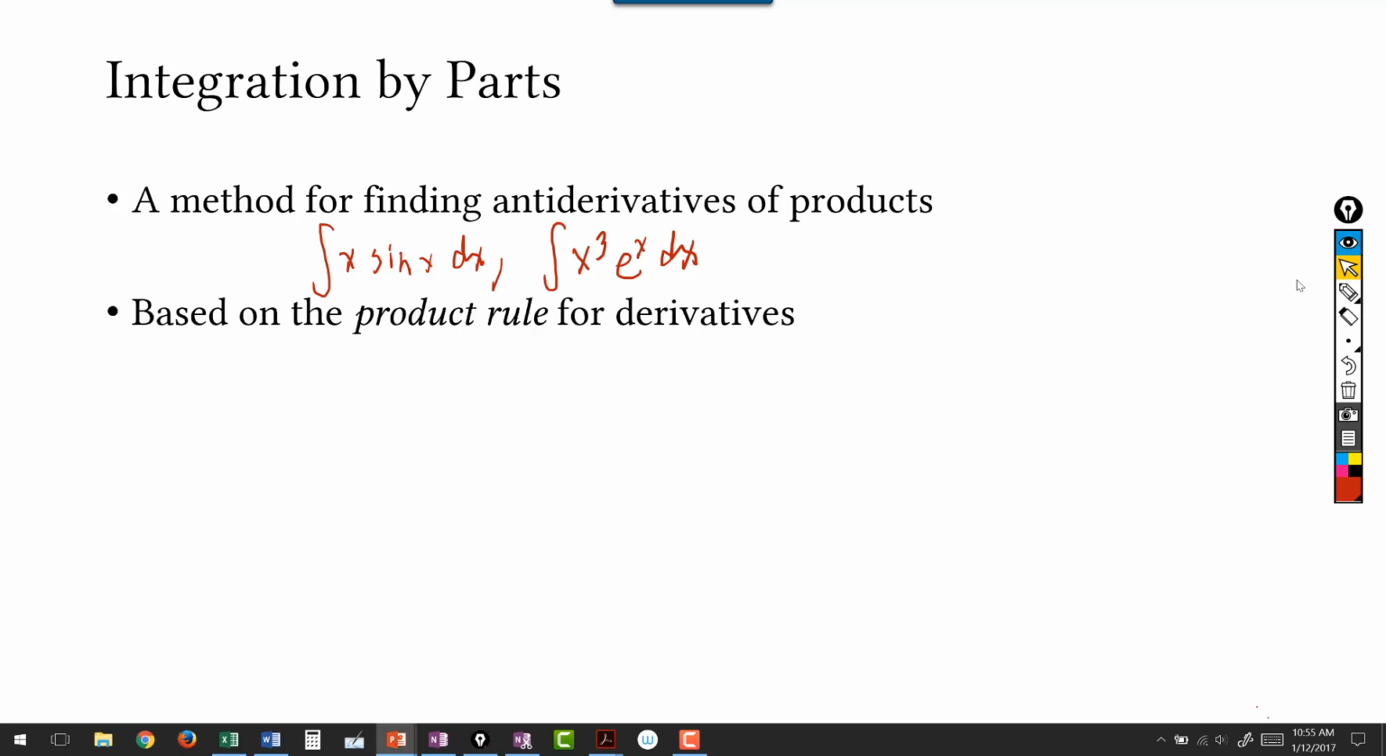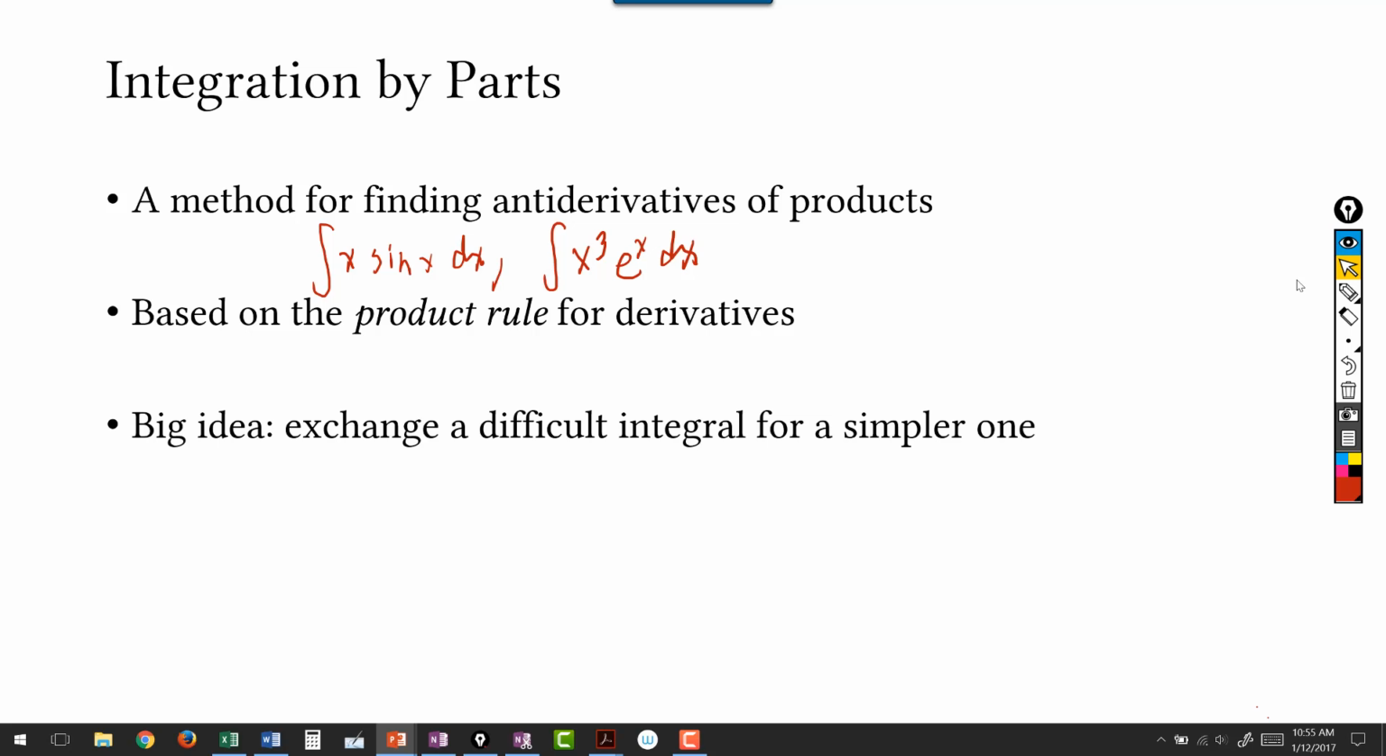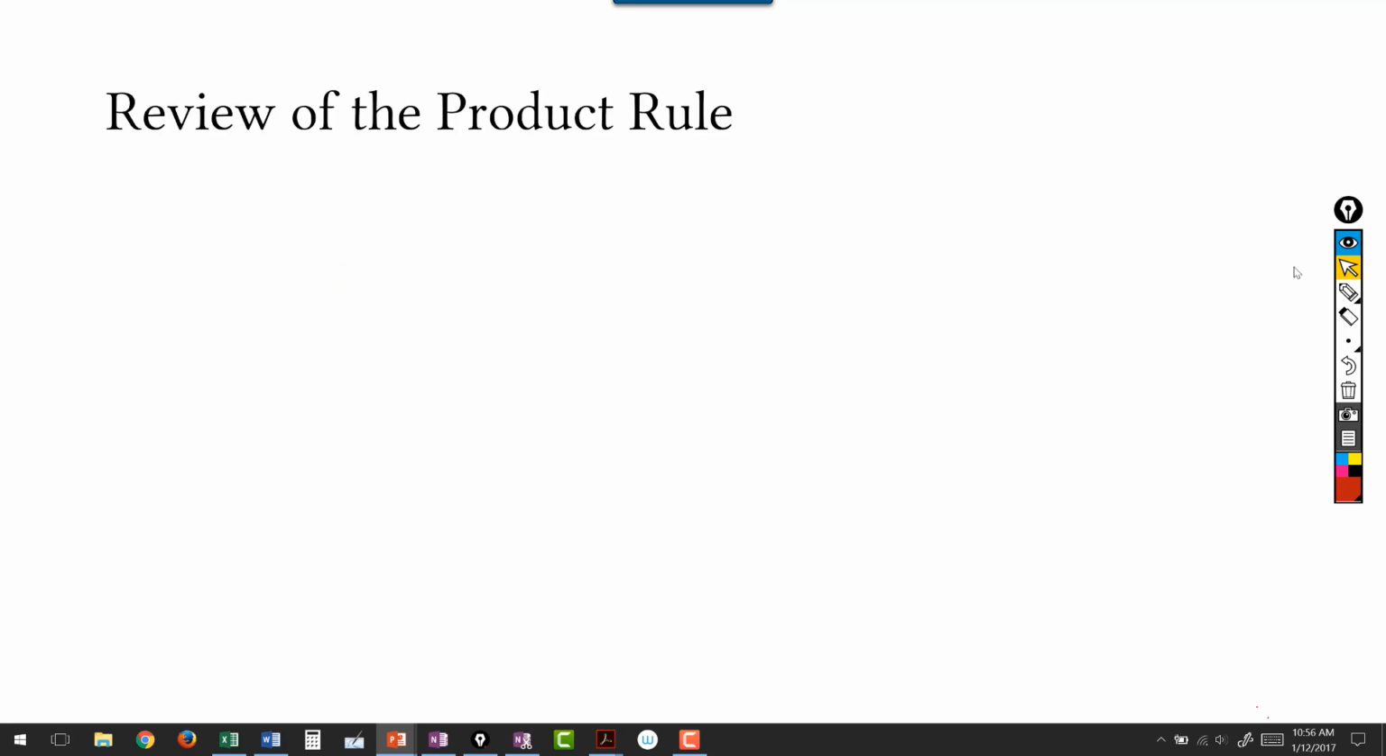So the integration by parts formula is based on the product rule for derivatives, which we'll remind ourselves of in just a moment. And the idea underlying the method is we're going to start off with a difficult integral, something like x sine x, and we're going to use the formula to replace that with another integral that will hopefully be simpler for us to evaluate. So first, a review of the product rule.